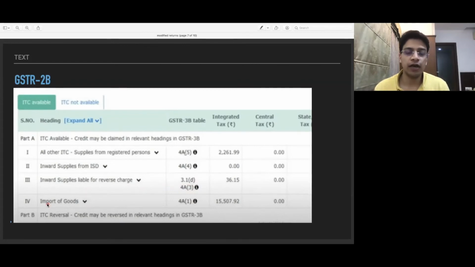Then, as we have already discussed, for import of goods also, the data will be integrated with the ICEGATE portal, and the data will flow from ICEGATE portal to 2A, from 2A to 2B, from 2B to GSTR 3B.